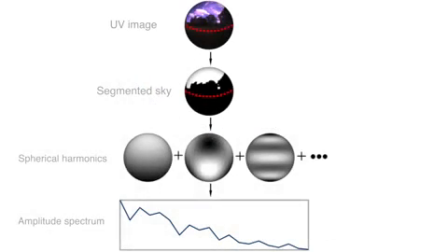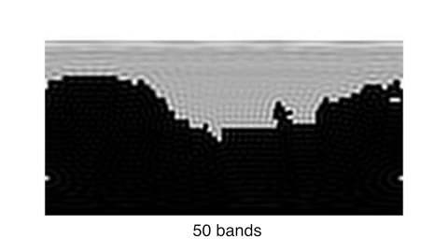The segmented sky is then represented using spherical harmonics, a frequency space basis for representing functions on the surface of a sphere. We can capture an arbitrary amount of detail by increasing the number of bands. The amplitude spectrum is invariant to rotation about all three axes.